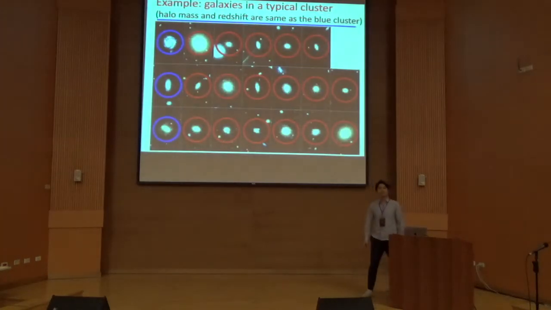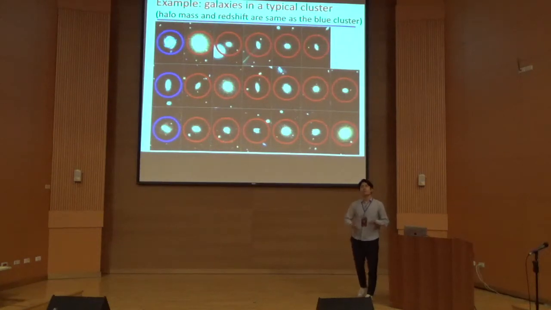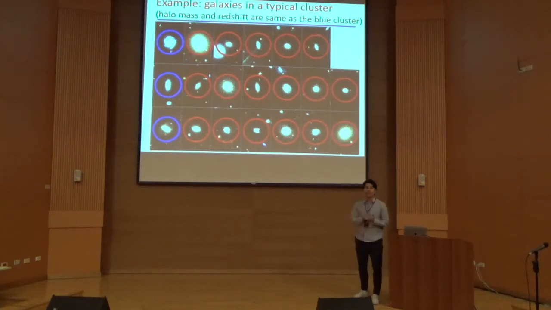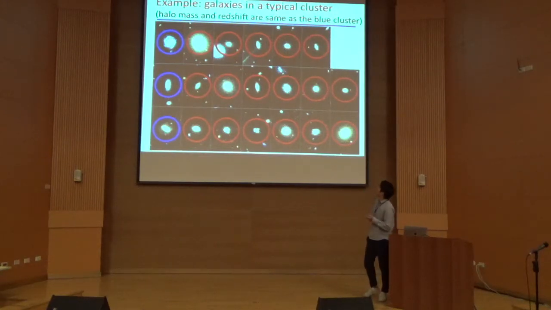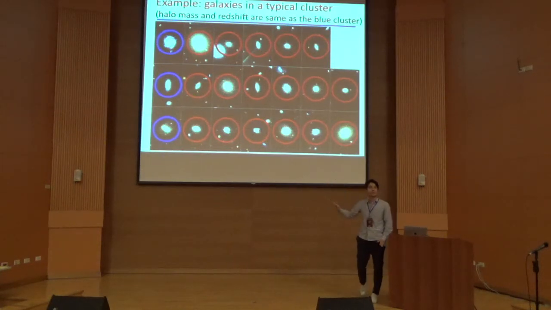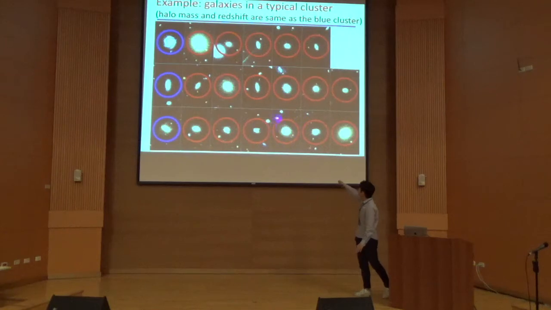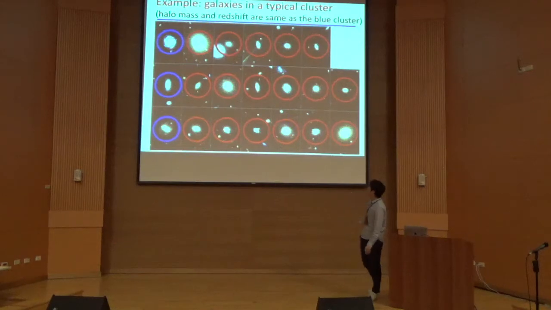So here, let me show an example of member galaxies in a normal local massive galaxy cluster. I just pick up galaxy clusters at the same redshift and the same dynamical mass. This is a kind of archetype of a massive galaxy cluster in the local universe. As you can see, basically member galaxies are dominated by red galaxies. I marked them by red circles here. Next, I will show you the member galaxies of the blue cluster that we found this time.